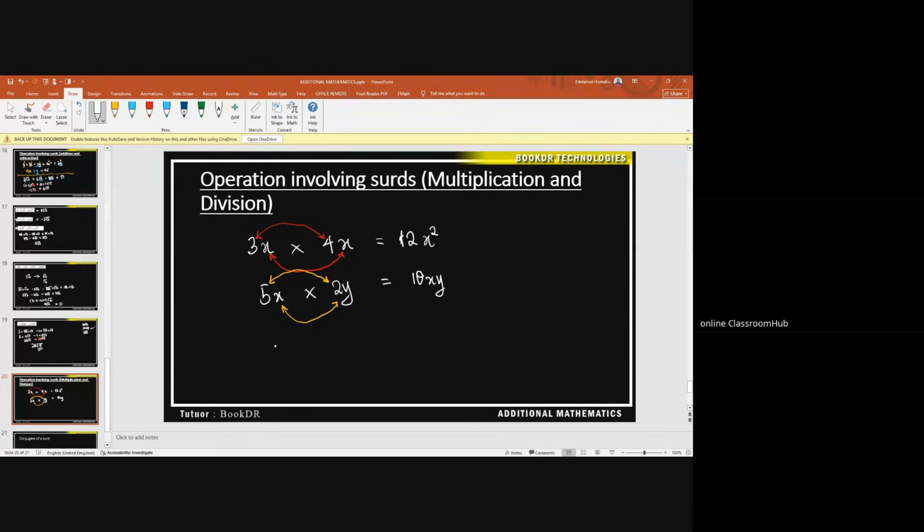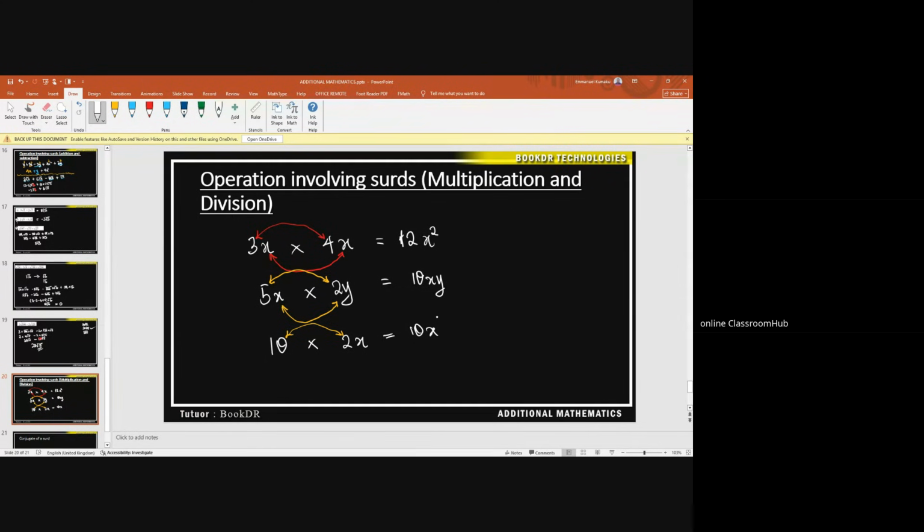You can also have just a single number, let's say 10, multiplying a term that has a variable, so maybe 2x. The numbers will just multiply themselves. Then we attach the variable to it. This time around, there's no variable to multiply, so it will just attach to it. So it will be 20x. This is how we do it in algebra.